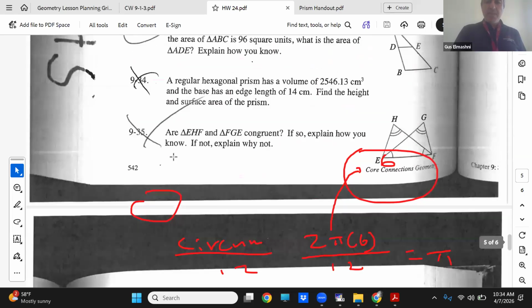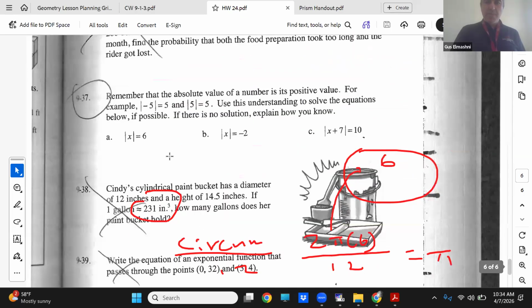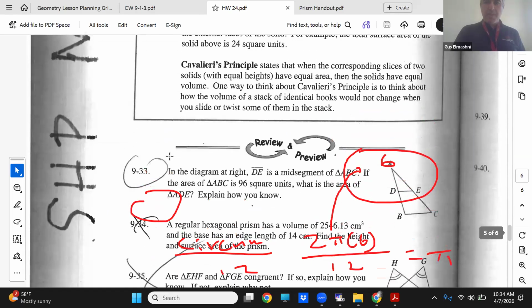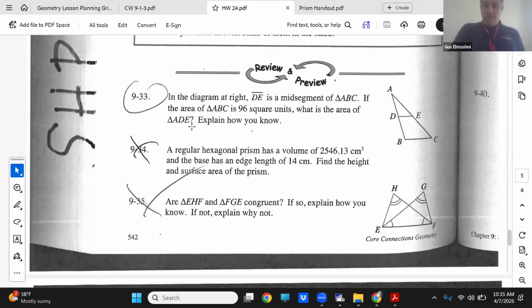I kind of don't want to do the last problem. Let's look at this one here, 933, if that's worth it. Yeah, it's a good one. If the area of triangle ABC is 96, oh, it's a mid-segment. Got it. Okay. What does a mid-segment mean? You guys remember? Faith, go ahead.